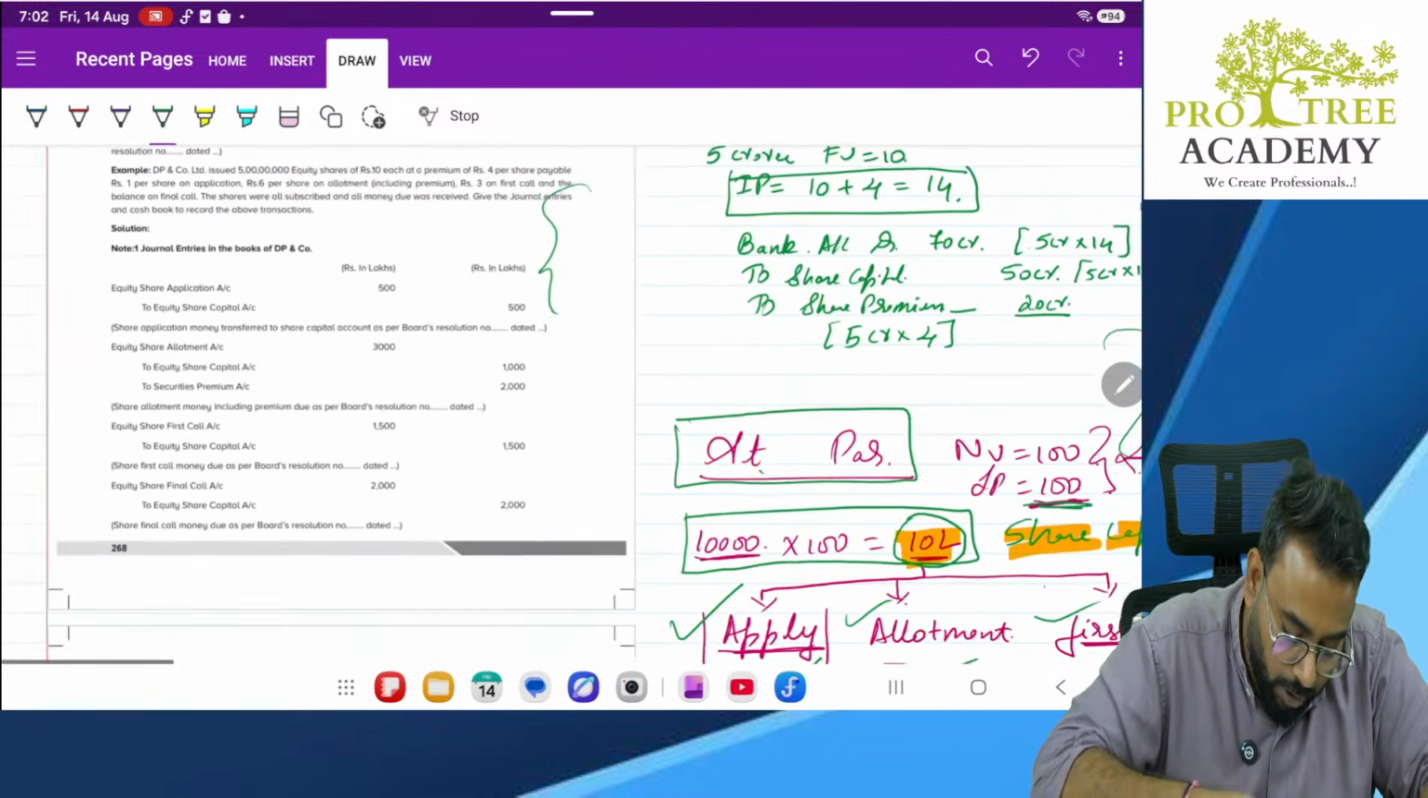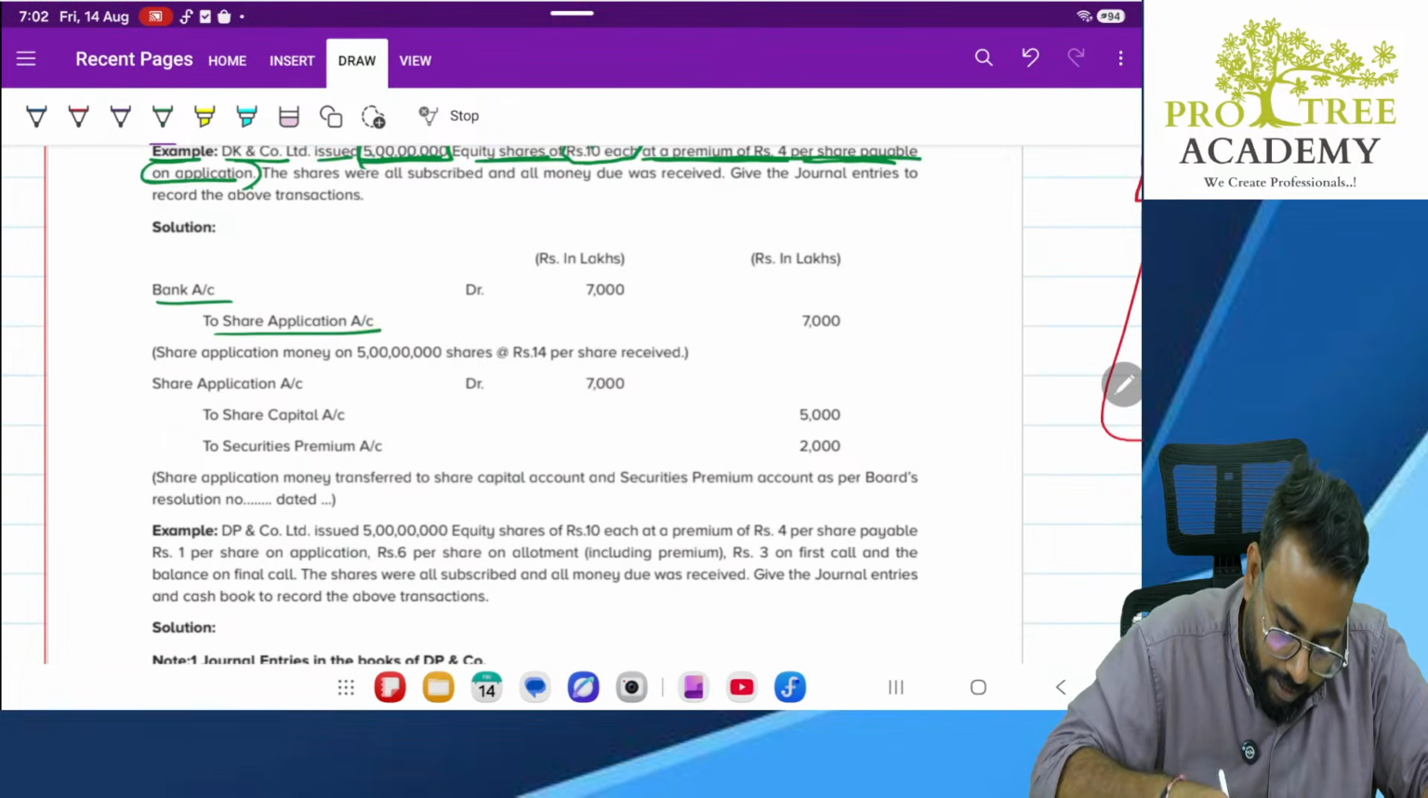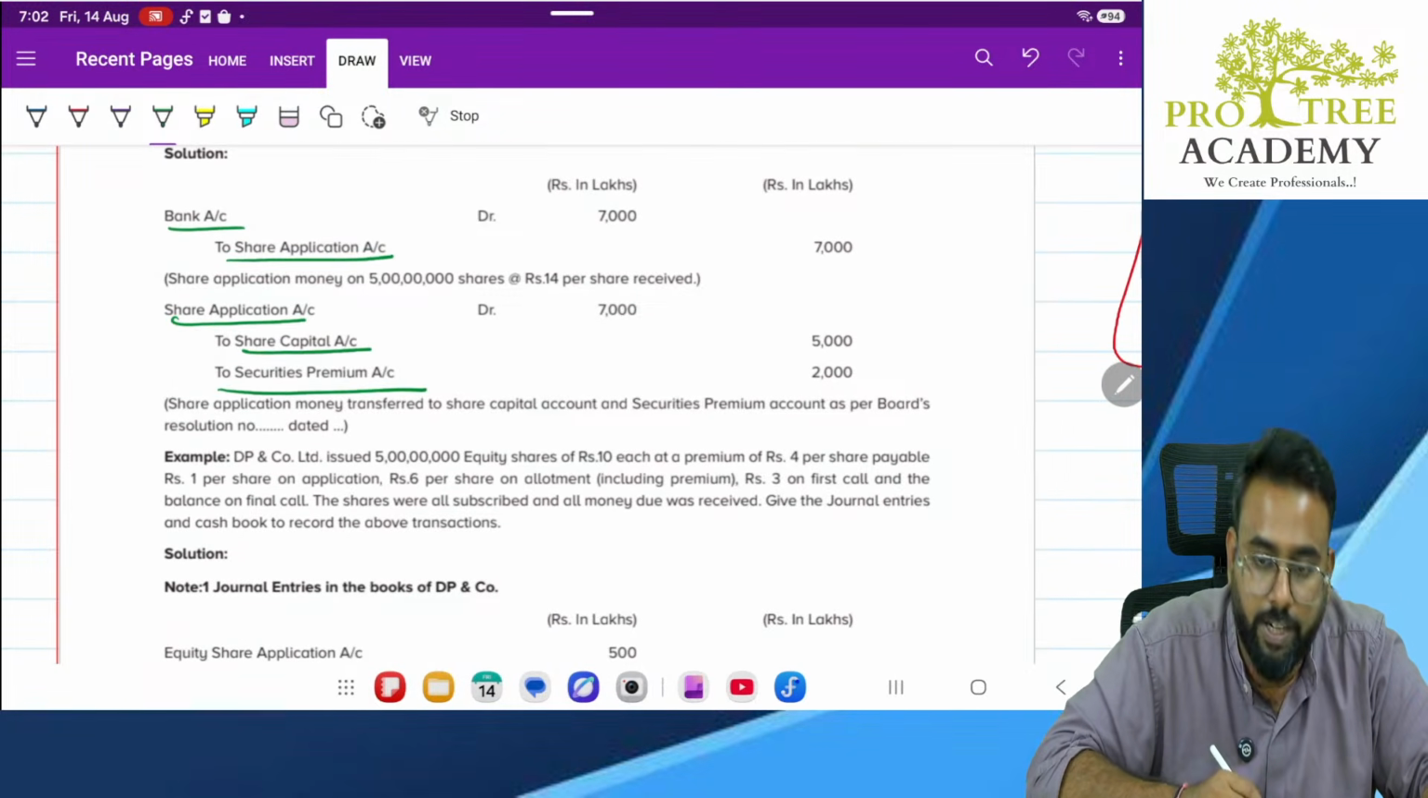Finish. They have also done the same. So what have they done in your book? First bank account to share application, then share application to share capital and securities premium.